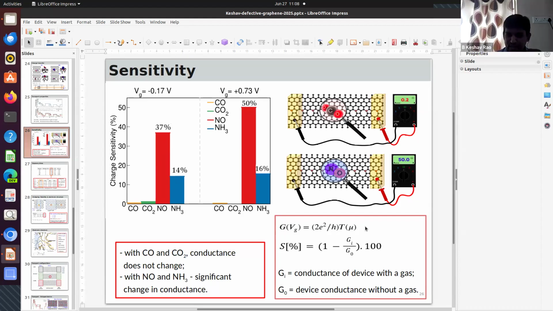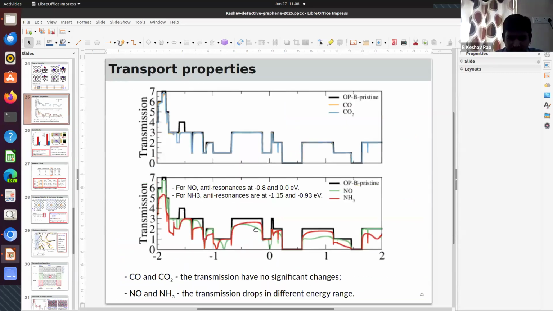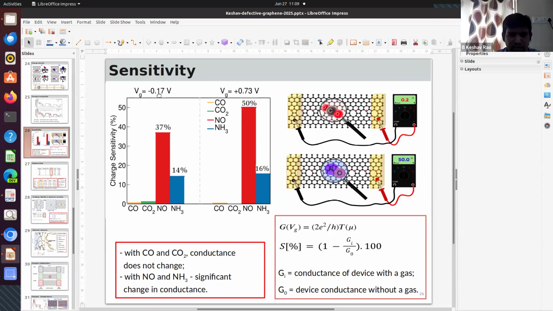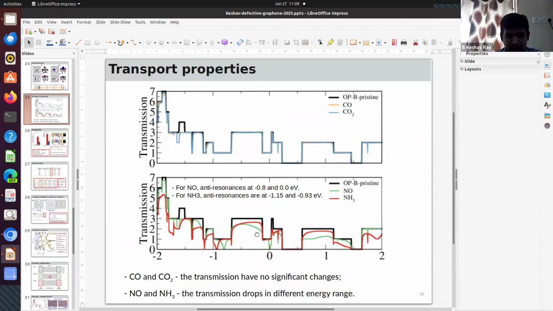But here, the conductance is obtained with the help of an equation, 2e² upon h. 2e² upon h is known as the quantum conductance. And this transmission value is obtained how? Here we considered minus 0.17. Let's see what the transmission is.